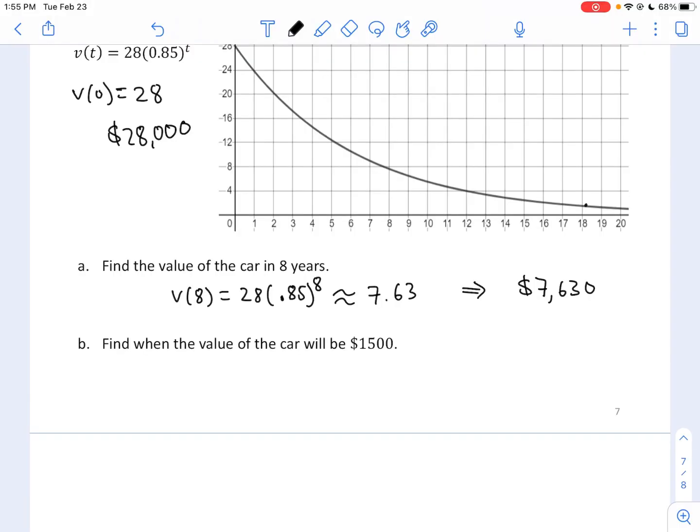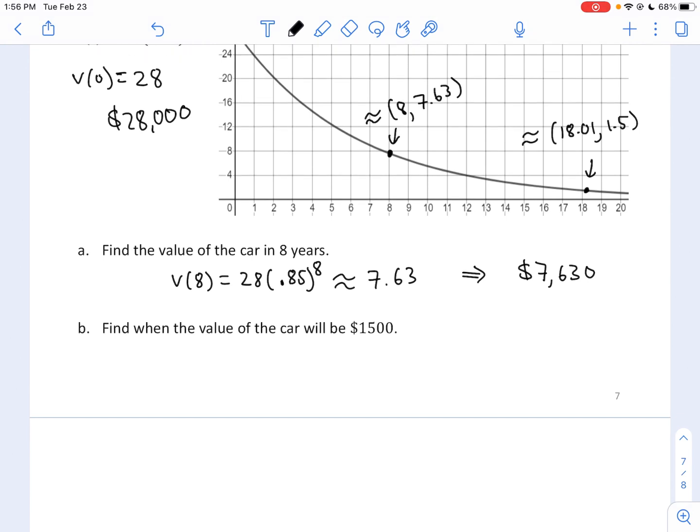So on this graph here, right around here was that point. It was approximately 18.01, comma 1.5. And the other one was when t was 8. And these are the 2 points on our graph that help us answer the question that we have. Find when the value of the car will be $1,500. Let's say around 18.01 years from time 0, which we said was the time you purchased the car.